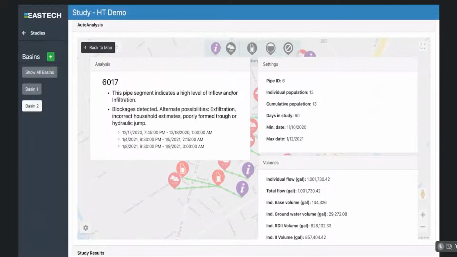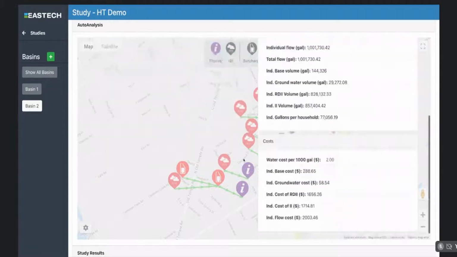You'll also get a number of parameters for these, such as the pipe size, individual populations on these, and exactly where some of these volumes are coming from and the quantity of those volumes. If we scroll down to the very bottom of it, we can actually start to see what some of the individual costs would be.